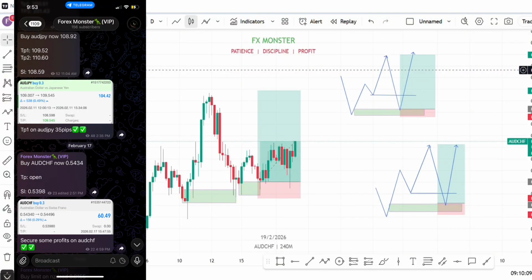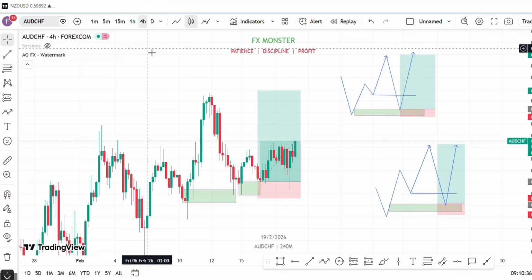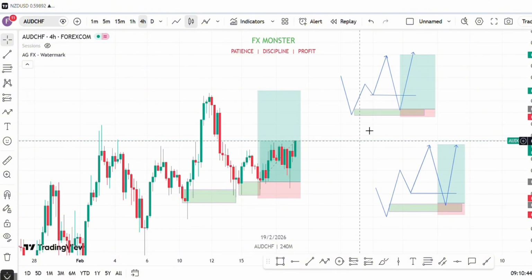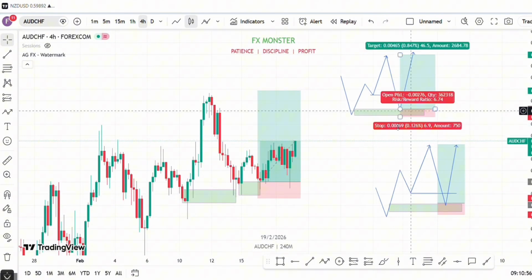Here is a recap on how we caught this trade on AUDCHF, which we also shared in our Signal community. Most of my analysis is done on the 4-hour time frame, and whenever I come into the market, there are two things I'm looking out for. One, it's either the internal range liquidity or the external range liquidity. After I identify my liquidity, I'm going to look for the closest order block to that liquidity, and then I'm going to be looking for an opportunity in that area.